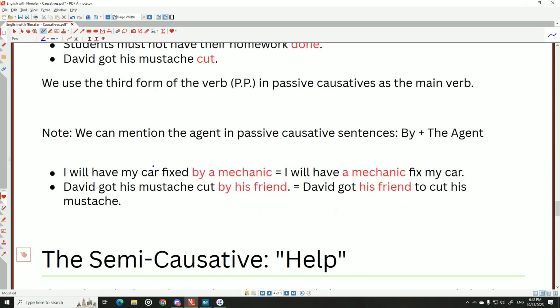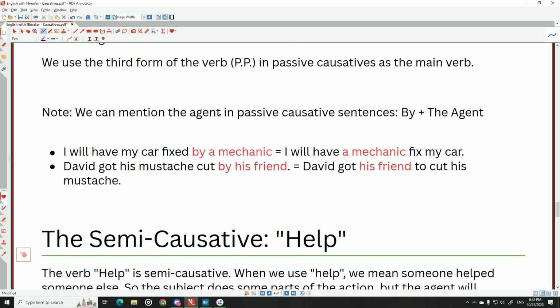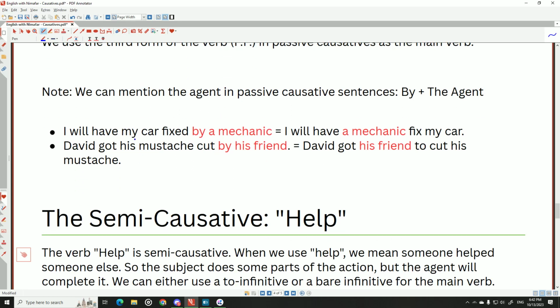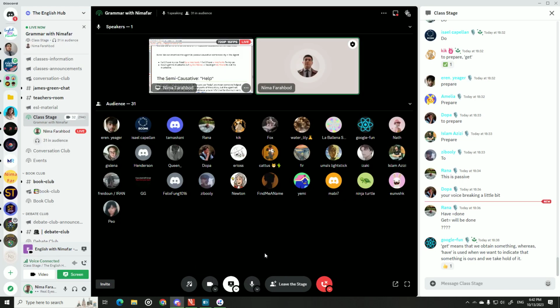We can mention the agent with by plus agent. For example, David got his mustache cut by his father. Or I will have my car fixed by a professional mechanic. And so on. I will have my car fixed by a mechanic means I will have a mechanic fix my car. In this situation, let me ask you these questions. I will have my car fixed by a mechanic. I will have a mechanic fix my car. What is the difference, guys? Student 31, what is the difference? Are they the same, or are there some differences?